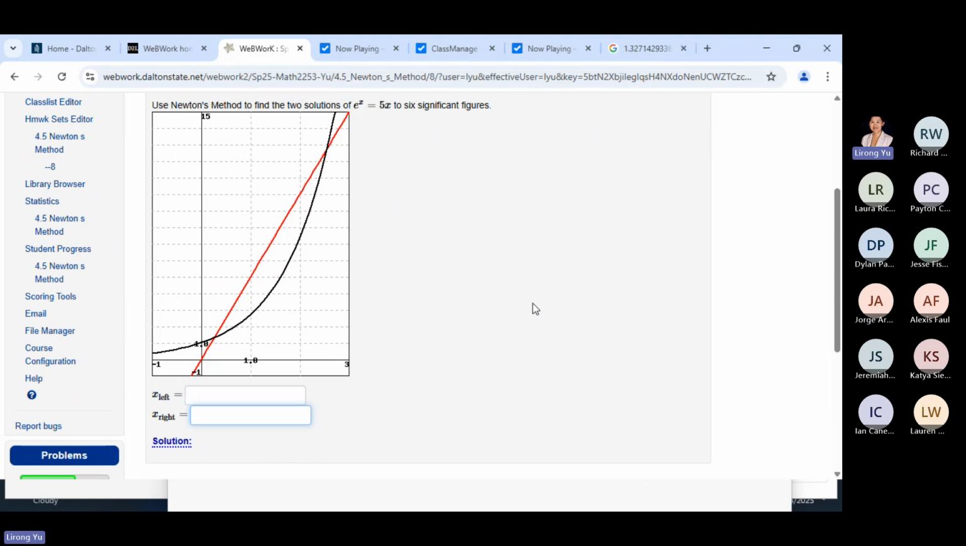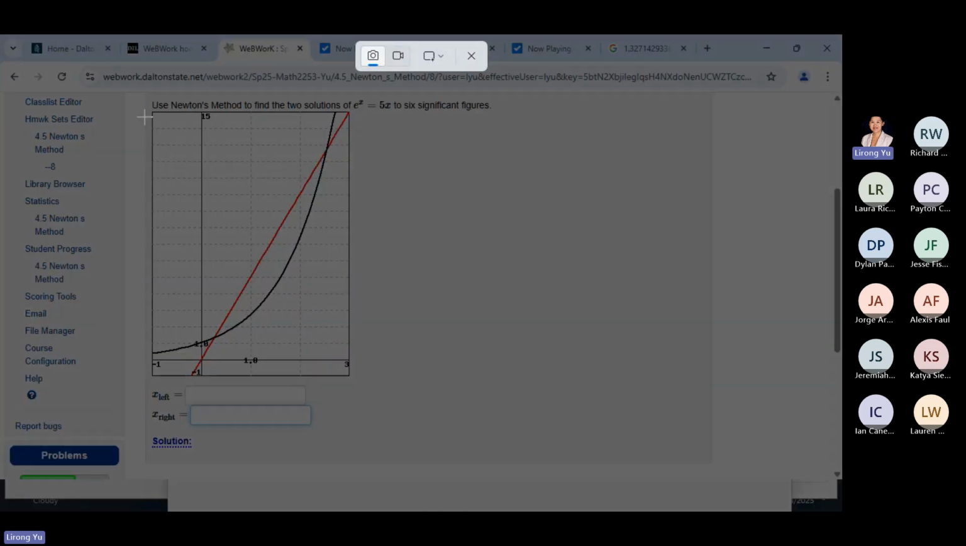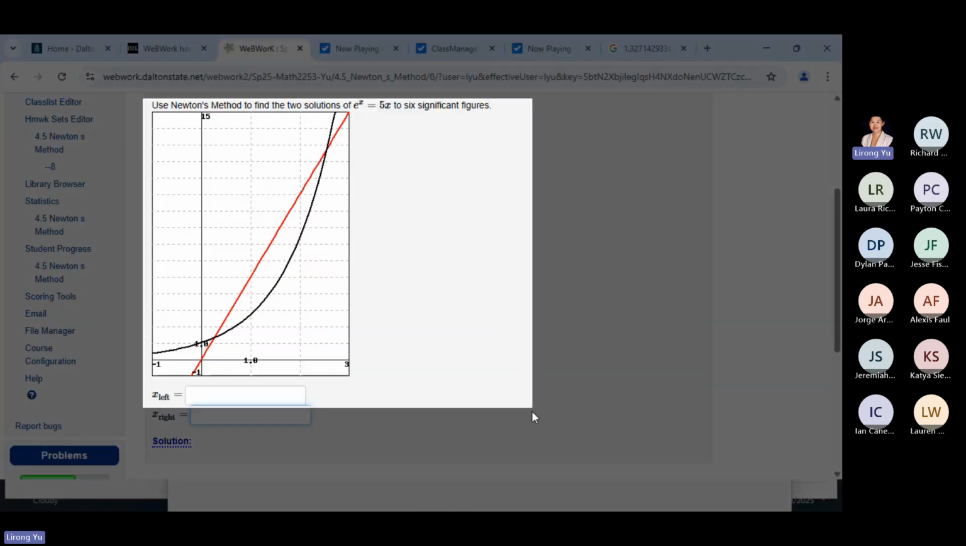So what you can do is look at the axis: 1, this was 0, and now it's 0, -1, 0, 1, 2. That must be 3. So the answer on the right is about 2.6. The one on the left is 0.3 or 0.2 something. So we can start somewhere close enough and do the calculation.